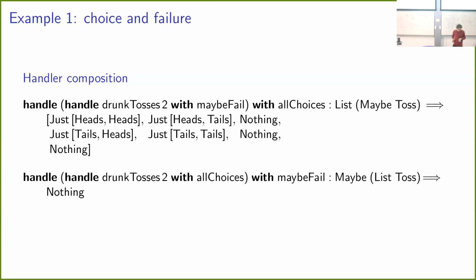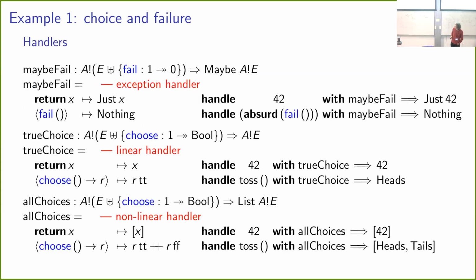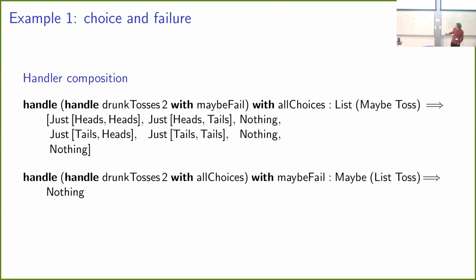In the previous slide, when you defined a handler and said something like list of toss bang E, is it saying it's a list of tosses that have the environment E, or a list of tosses with E? What's the precedence here? Sorry, which slide? On the return type of say all choices, it says list A bang. That returns a list of A's, and in doing so, it may perform any effects in E. That's how effect type systems typically work.